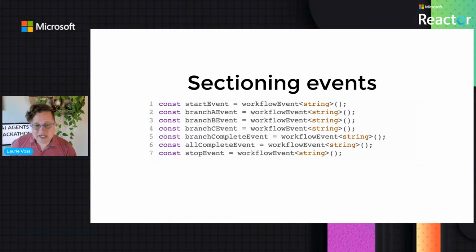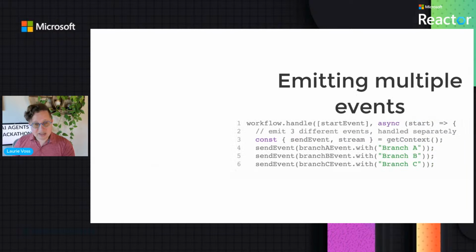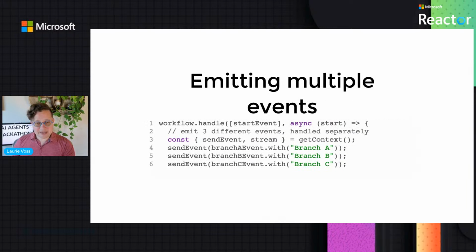For our events and sectioning, I've created 3 branches. Unlike in routing, instead of picking one, we're going to run all 3 at the same time and collect the output from all 3. We create our starting step, and we use the sendEvent method to trigger all 3 branches. Notice that this is different. Previously, we triggered events by returning them, but that allows us to only return one event at a time. Now we're explicitly triggering events, and we can trigger as many as we want. So we trigger all 3 here.